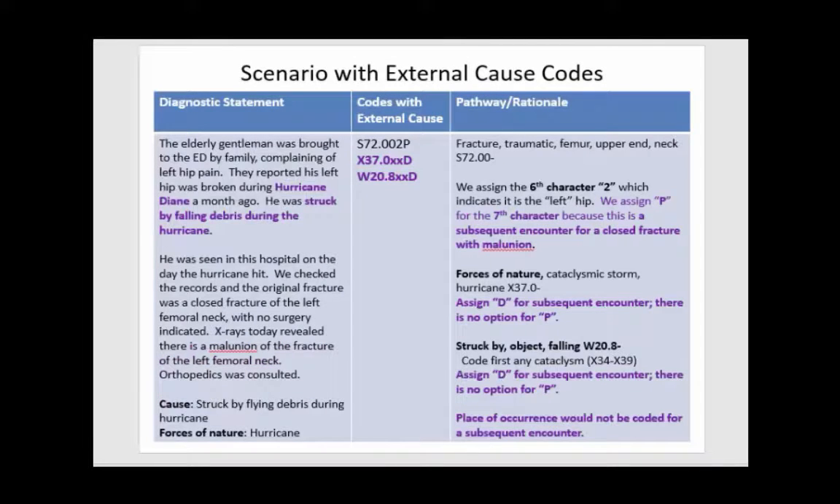The next guideline has to do, I'm doing it again, I'm jumping ahead of myself. These are the external cause codes for this gentleman. We've added the hurricane there, subsequent encounter, because remember he was seen originally, so it is a subsequent encounter. And then the W20 is the flying debris, also a subsequent encounter. And the place of occurrence where he fell is not coded because this is the subsequent encounter, not the initial encounter.